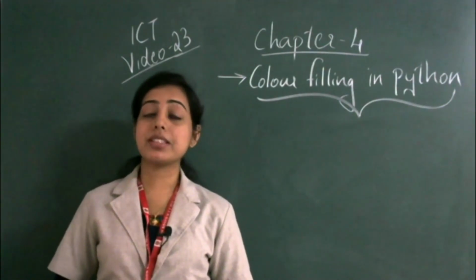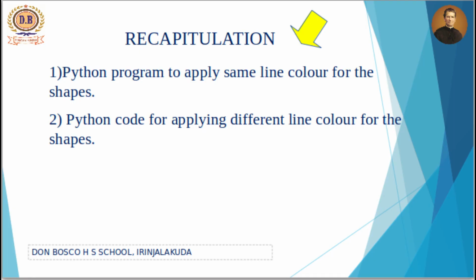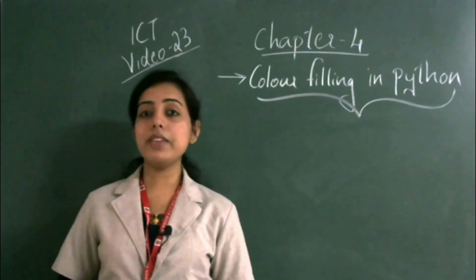And in the previous class we have discussed two different programs. One is Python code for giving color, activity 4.4, how to give the same color for the line of that pattern. After that we discussed one further reading program, how to give different line colors for that pattern. So these are the two programs which we discussed in our previous class.